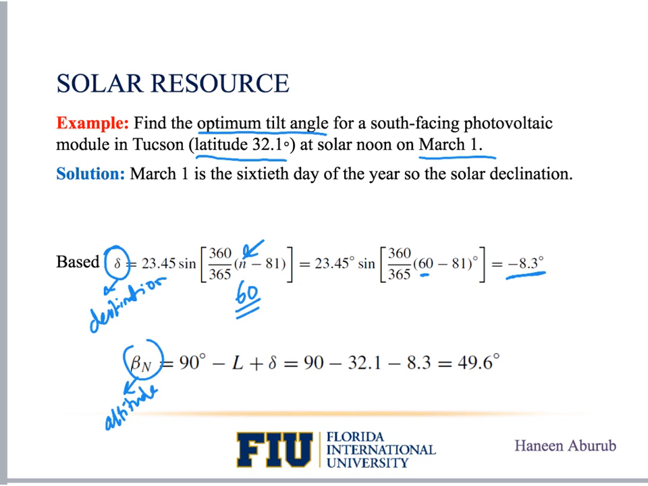Okay, now beta, based on the equation we mentioned before, is 90 minus the latitude plus the declination. 90 minus latitude is 32.1, given in the example, and the calculated declination, which is minus 8.3. This will give us 49.6 degrees as our altitude.